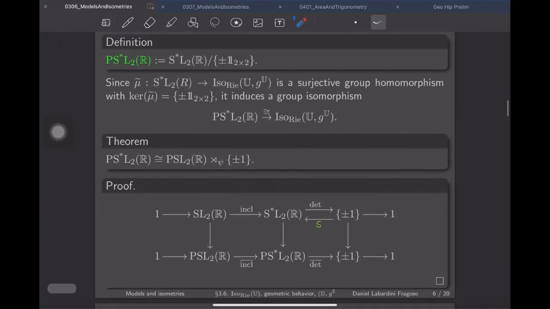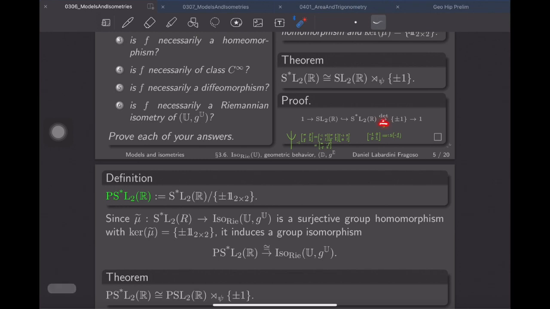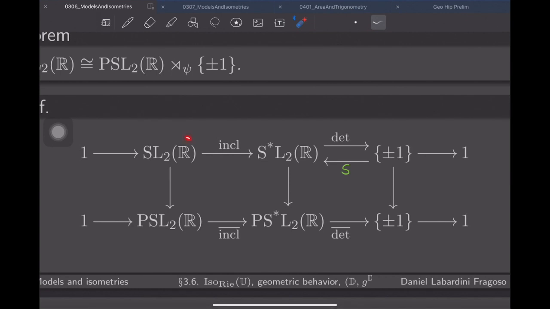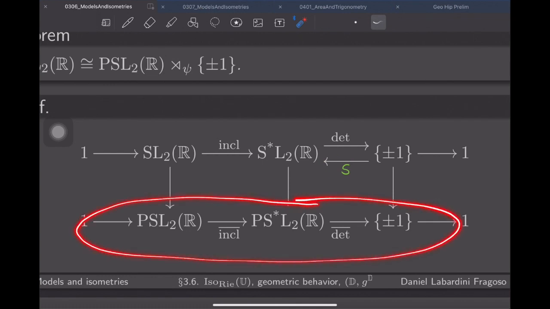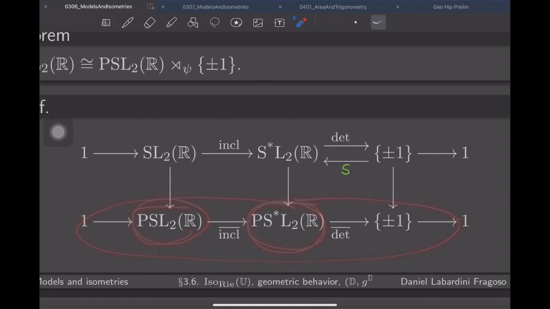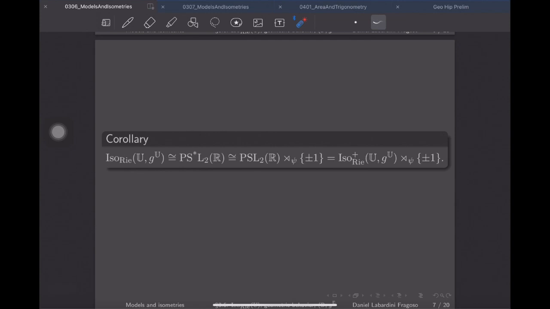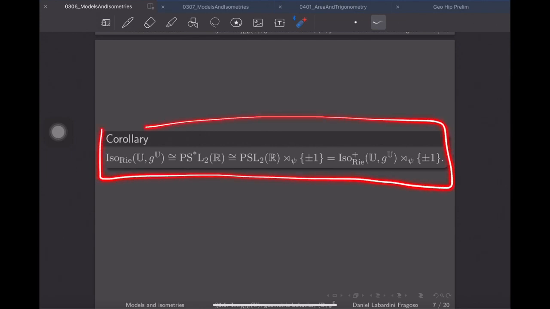And the next thing is that one can easily see that this splitting descends to the quotient when we mod out here and here plus minus the identity. So this same section works to split this short exact sequence, and that then presents the full isometry group as a semi-direct product directly involving PSL2R, which is the group of orientation preserving Riemannian isometries. And so all the discussion is summarized in this corollary.